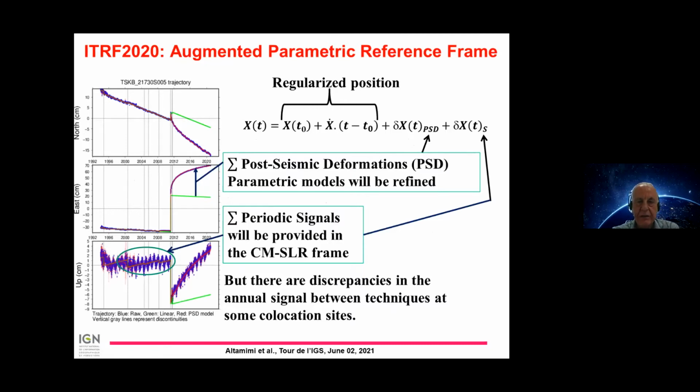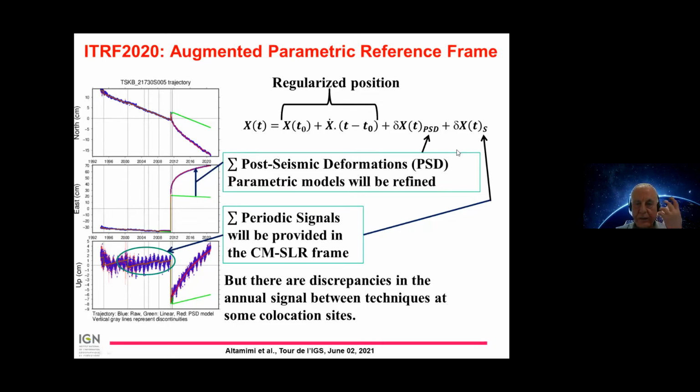What does that mean? It means that in addition to the classical parameters, the position at a reference epoch T0 and velocities, we will continue to provide the post-seismic deformation parametric models, and Paul is working hard to finalize the parametric models for all stations that are subject to major earthquakes. So these models will be refined, and IGS is contributing in a fundamental way because we are using the IGS time series to fit these models, in fact.